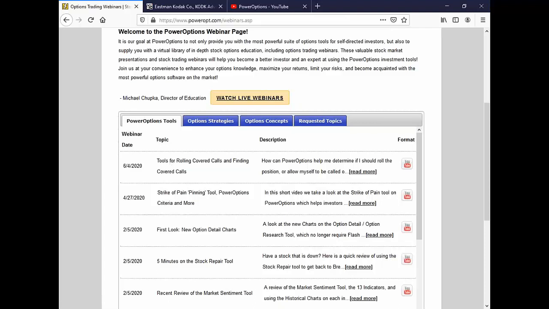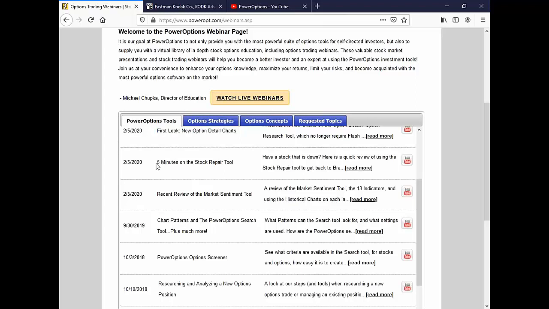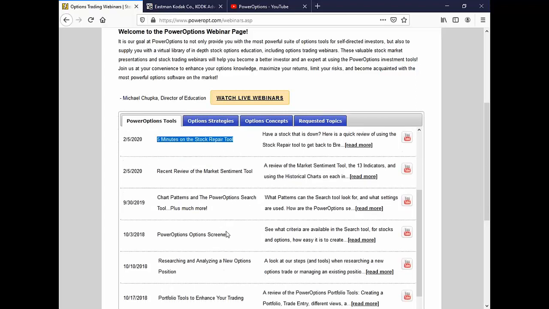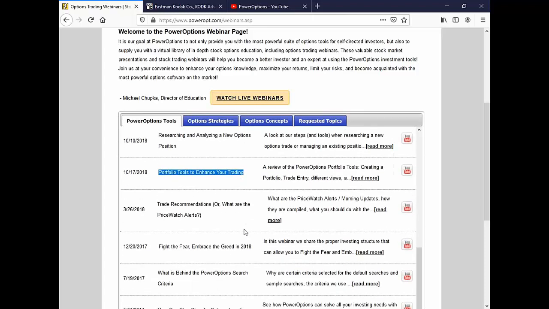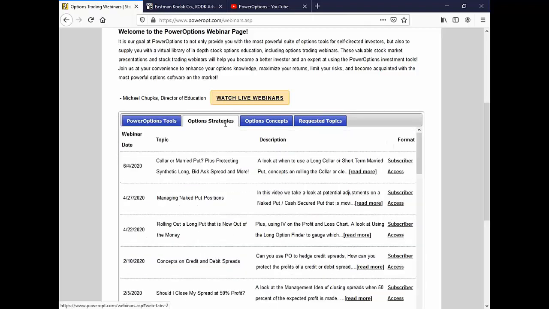Power Options Tools, we have some recent webinars for tools for rolling covered calls and finding covered calls. Strike of Pain, the pinning tool, new option detail charts, 5 minutes on the stock repair tool. You go further down, you've got older webinars for using the Power Options search tool, using the more information buttons to further research and analyze a stock or an option, how to use the portfolio tools to enhance your trading, and much more.